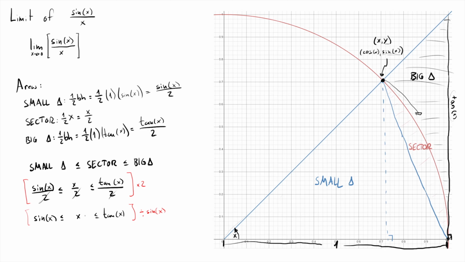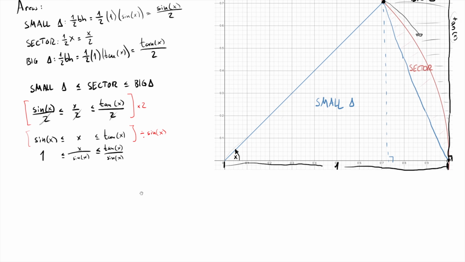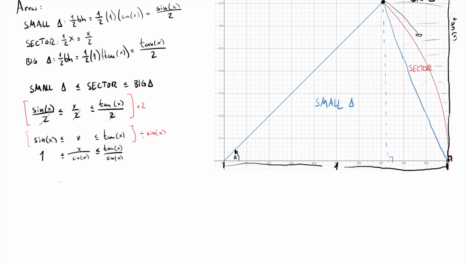Okay? So now I'm going to get sine x over sine x, well that's just going to equal 1, is less than or equal to x over sine x, which is less than or equal to tan x over sine x. Okay? And now you might be able to see where this is going. So what you should see here is we have x over sine x, which is almost what we want. We want the opposite of this. We want sine x over x. So what are we going to do now? Well, we're just going to take the reciprocal.